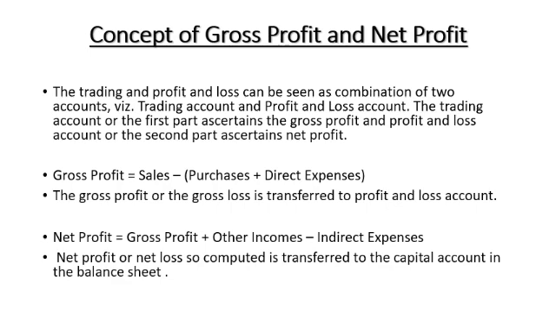Out of this, the purchases, opening stock and direct expenses, less the closing stock, give the cost of goods sold. The gross profit or gross loss is transferred to the profit and loss account. Then the net profit is calculated: gross profit plus other income on the credit side, and all the expenses on the debit side. Then the net profit will be derived. The net profit or net loss is transferred to the capital account in the balance sheet.